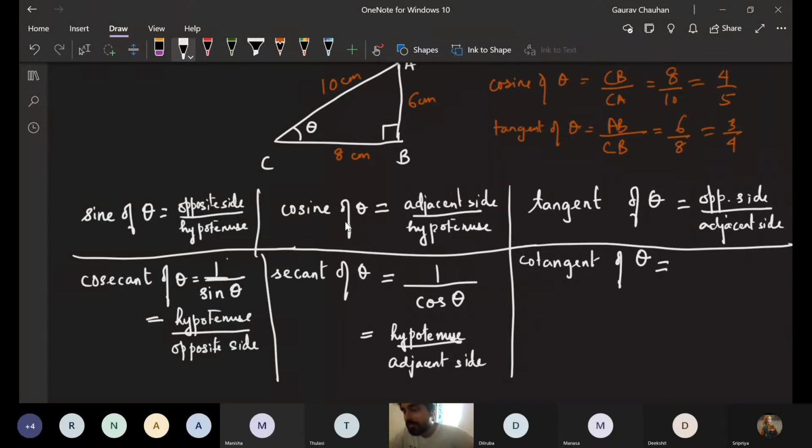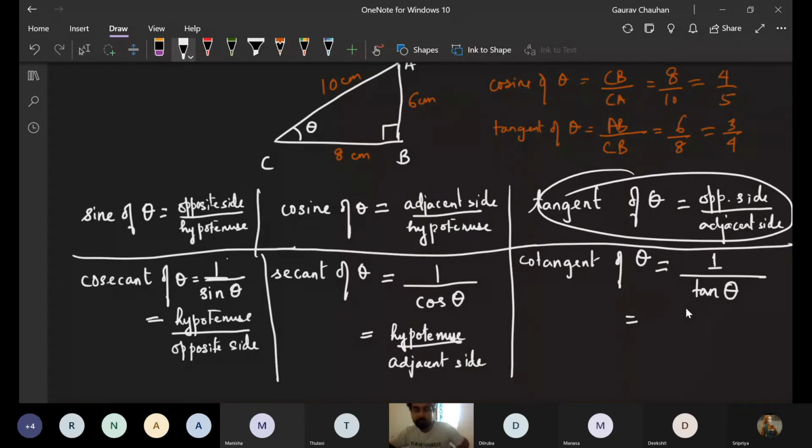Same way, cotangent of theta is the reciprocal of tangent of theta. Tangent theta short form is tan theta. Okay, I want Abhi to tell me, Abhi, what will come here when I do the reciprocal of tangent of theta? Abhi, I want you to tell me what will happen when I do the reciprocal of this.